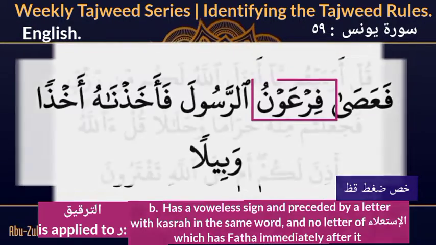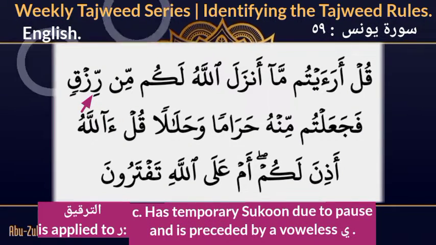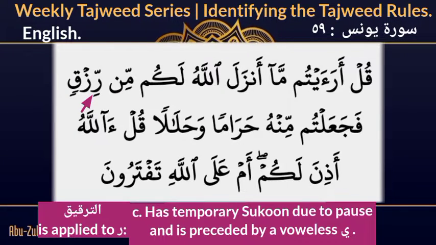And again, whenever the letter ra has sakin due to pause, that is, you are reciting and you now pause on it, and you know it's going to change to sakin if it has a single vowel. At the same time it is preceded by a vowelless letter, that is a letter that has a sukun. And which letter are we referring to here? In this case, we are referring to letter ya.